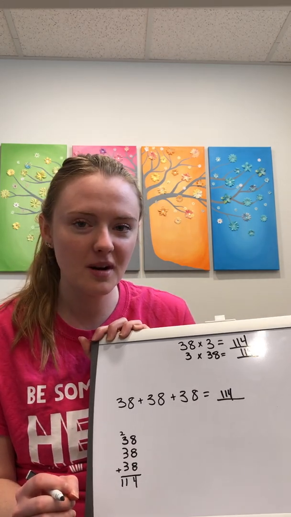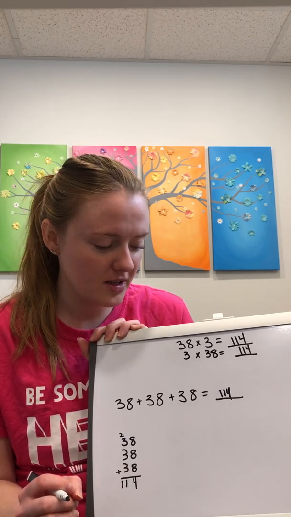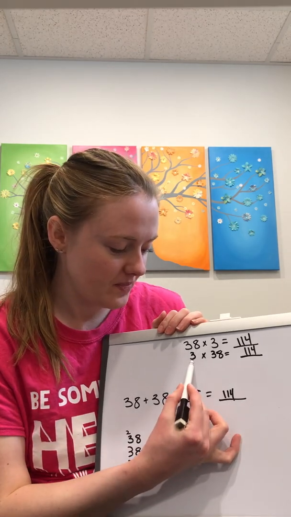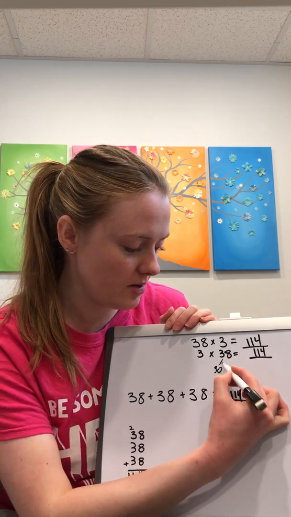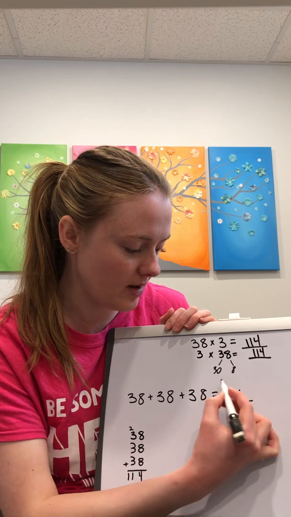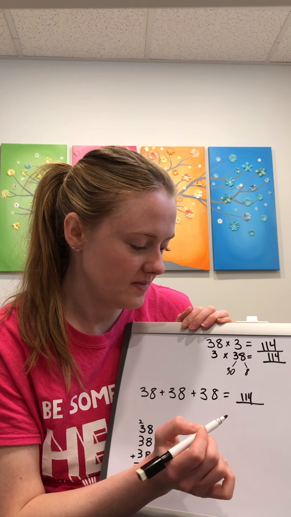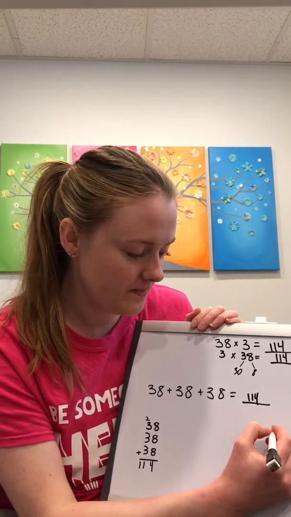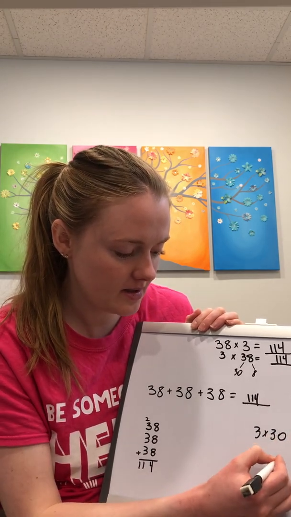Now there's a different way you can use to solve this, and I like to think of it as a break apart strategy. What you could do is break apart the 38. The 3 is 30 and the 8 is just 8. So I could do 3 times 30 and 3 times 8. So 3 times 30 equals, and then 3 times 8. Sorry, it's supposed to be a times symbol.